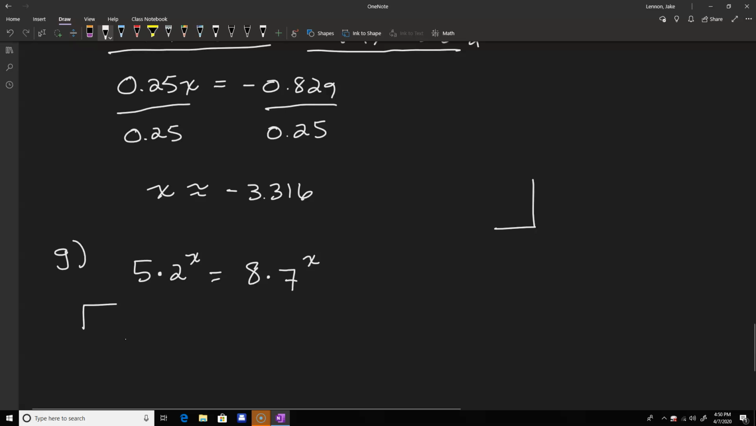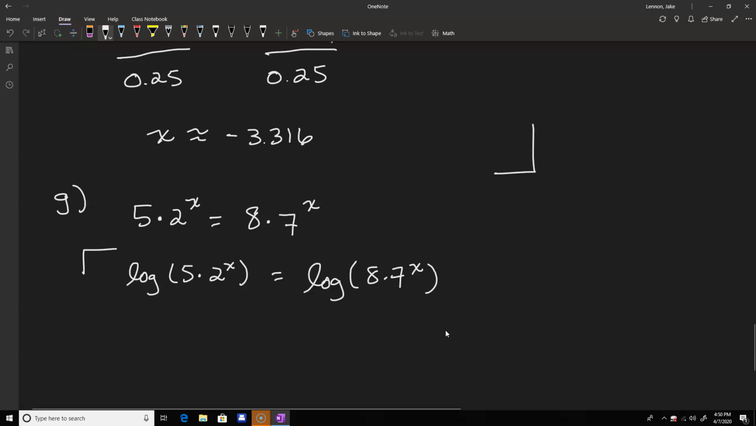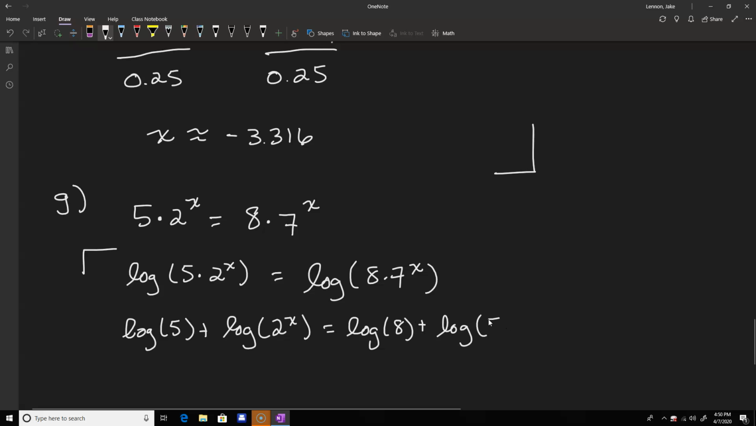So let's suppose we take the log of both sides. Let's say we have the log of 5 times 2 to the x, and that'll equal the log of 8 times 7 to the x. Now the problem here is that we cannot simply bring the x out in front because on the left we're multiplying it by 5 and on the right we're multiplying it by 8. So what we can do is use property number 1 to write this as the log of 5 plus the log of 2 to the x. And on the right hand side we can write the log of 8 plus the log of 7 to the x.